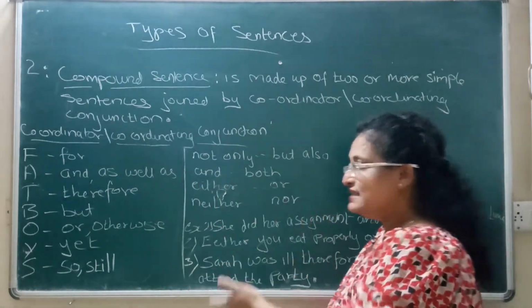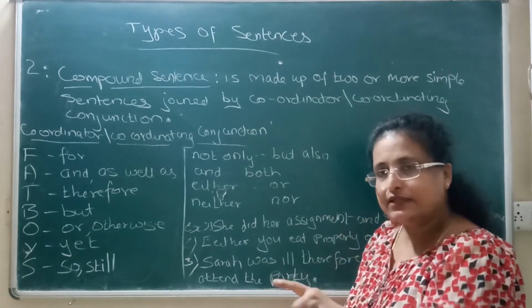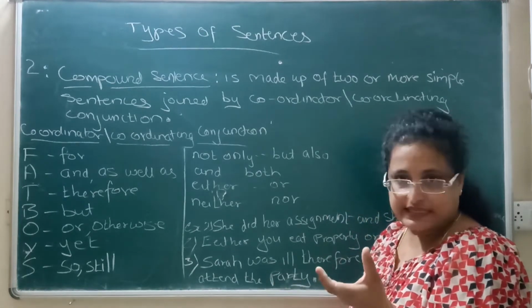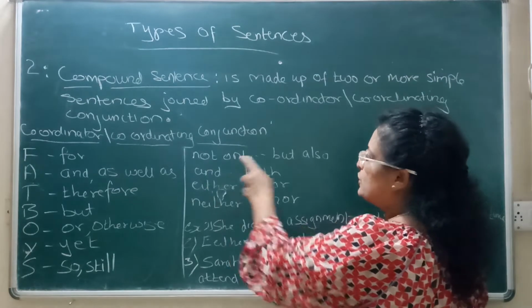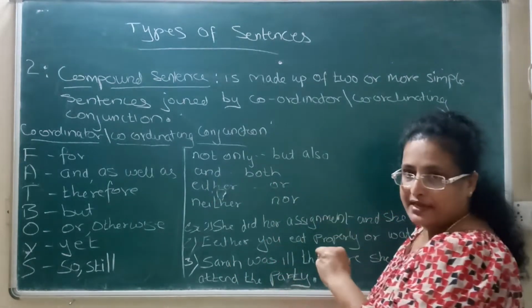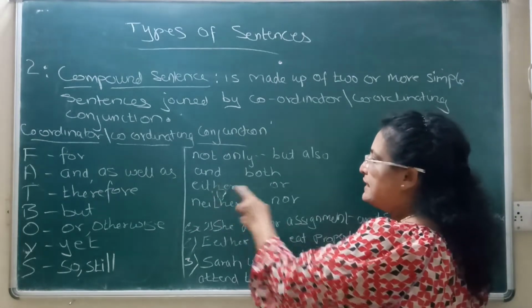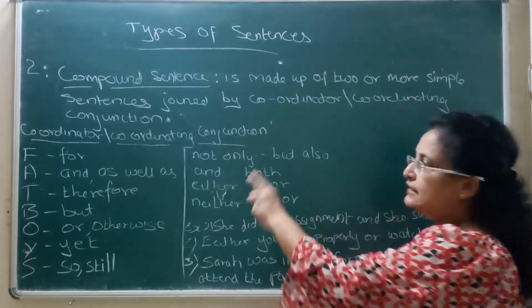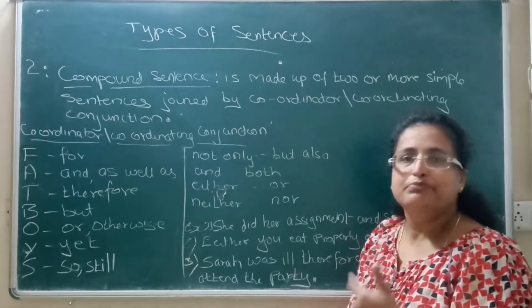And besides these coordinators, there are other compound coordinators, of more than one word. For example, not only but also. This is also a coordinator. And both and are used together. They are also coordinators. Either or, neither nor. These are the coordinators that are present.